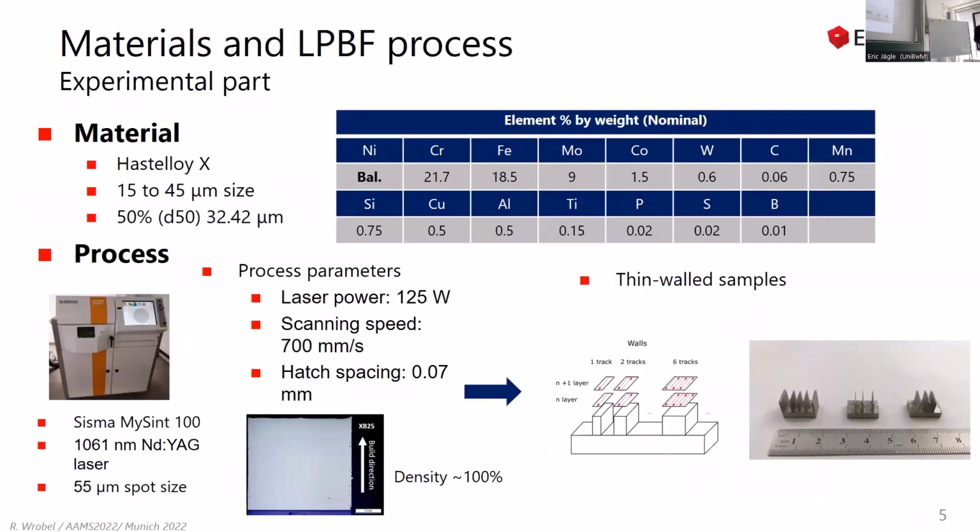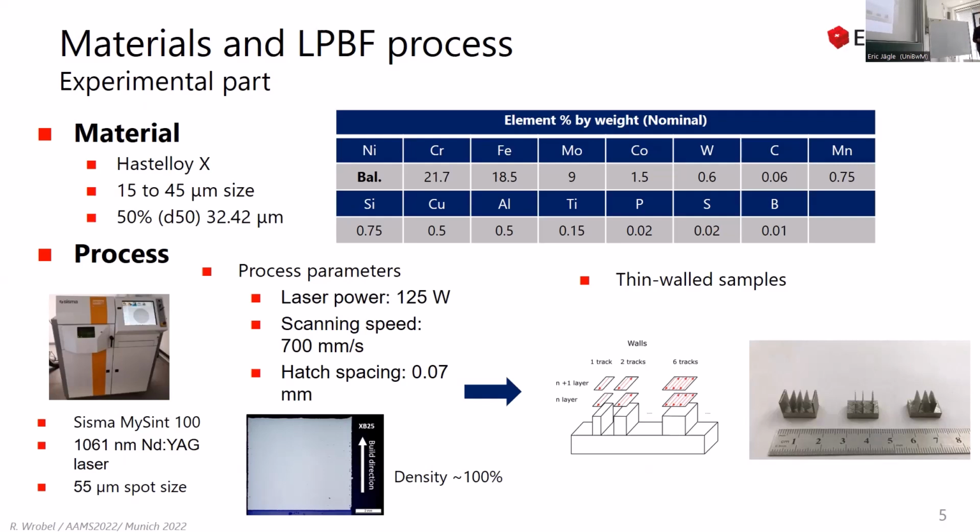Well, in order to answer this question, I have chosen Hastelloy X as a base material because it's very commonly used in the aerospace industry or power plant sector, and it's a simple alloy, so it's solution strengthened, which is characterized by very good processability, in contrast to, for instance, precipitation hardened nickel alloys, which are really susceptible to cracking.